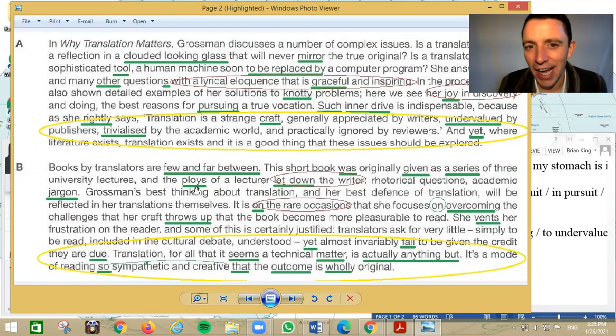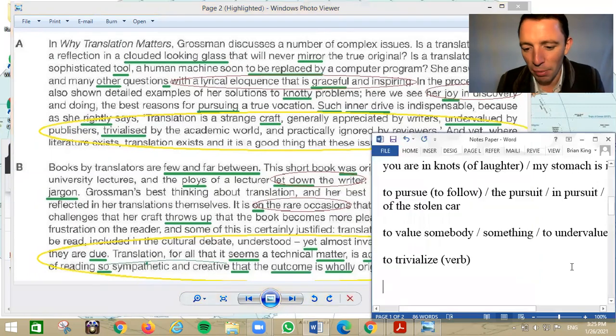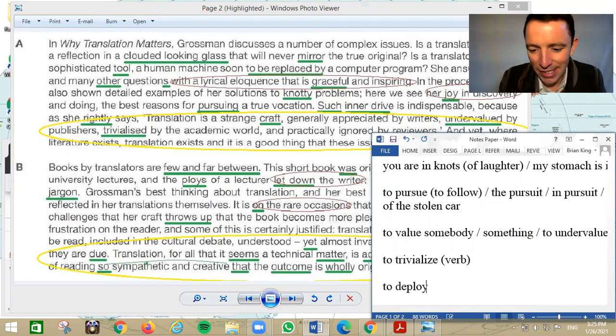Again, ploy is like tactic. What is your ploy? What is your tactic? It's also from the verb to deploy, which is almost to deploy. In the military, almost to send, okay? And here, a ploy is like a tactic.